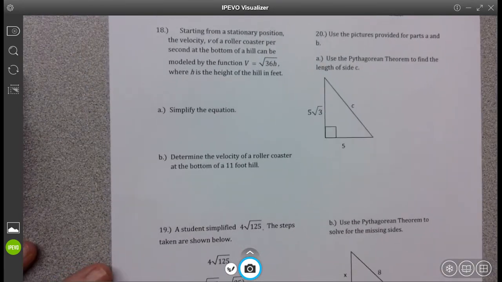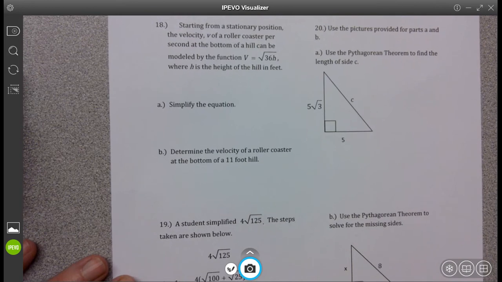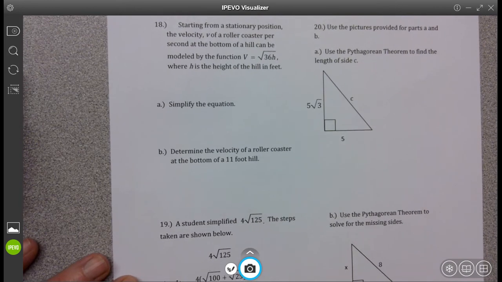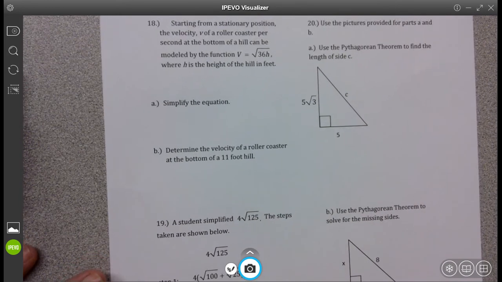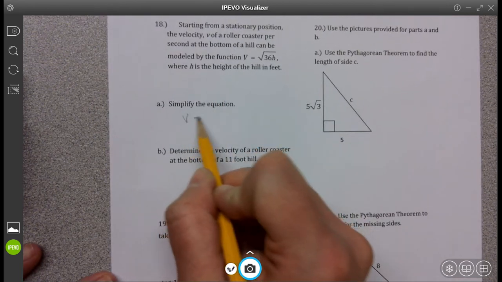All right, it's just like your test. And now we have open-ended questions in the back. Starting from a stationary position, the velocity of a roller coaster per second at the bottom of the hill can be modeled by this function. I want you to simplify the equation.